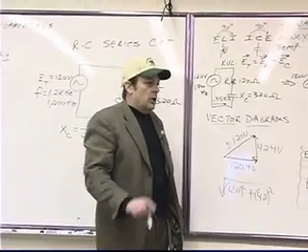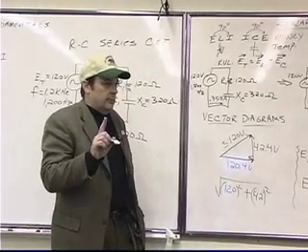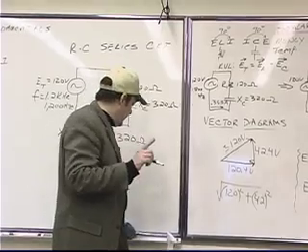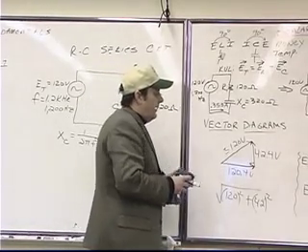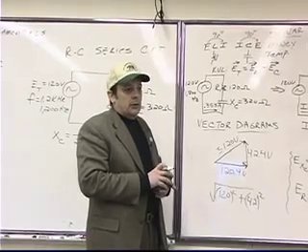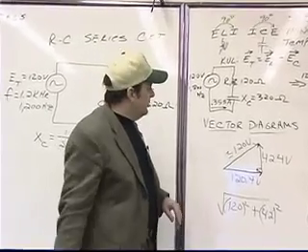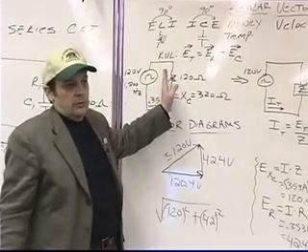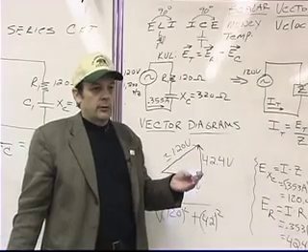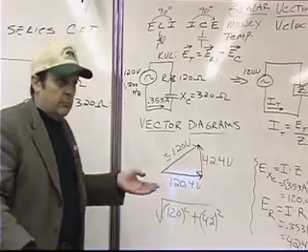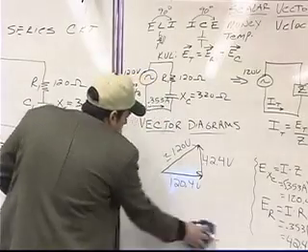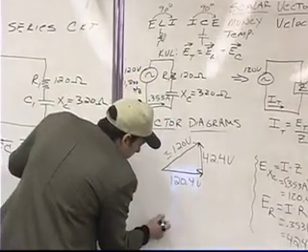Okay, now, the only thing that is not going to be defined with a vector diagram is going to be the current. And the reason is because we have a series circuit. And by definition, in a series circuit, the current is what? Always the same. So if we wanted to, we could generate a vector diagram, but it would look like this.